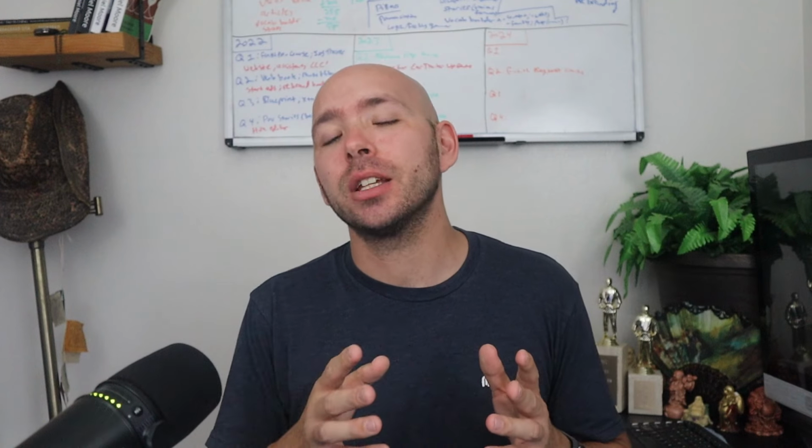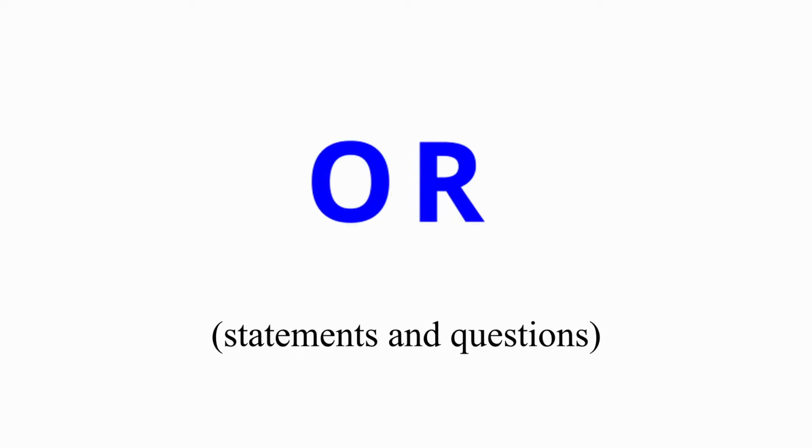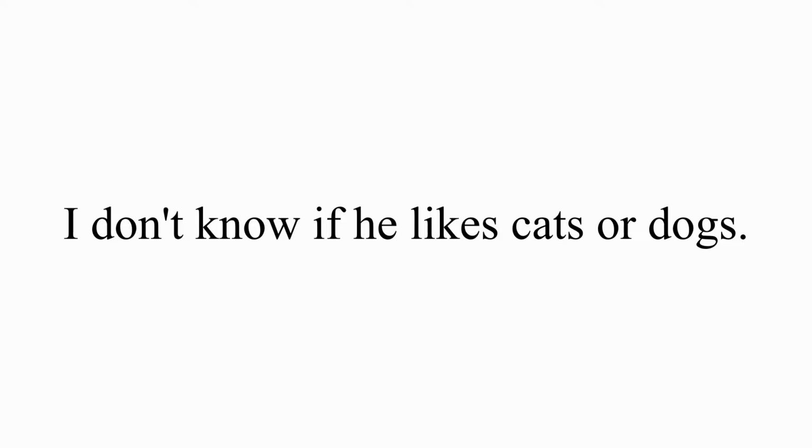So the first case of rising intonation that is not sentence final would be in or statements or questions. The first thing, I've seen some sources call or a rise fall pattern, and that is one way to look at it, but I'm going to look at it a little bit differently here, and you'll see why. Let's start simply with an or statement. I don't know if he likes cats or dogs. I don't know if he likes cats or dogs. Now, there is potential variation here. We're not going to worry about all that based on a specific context.